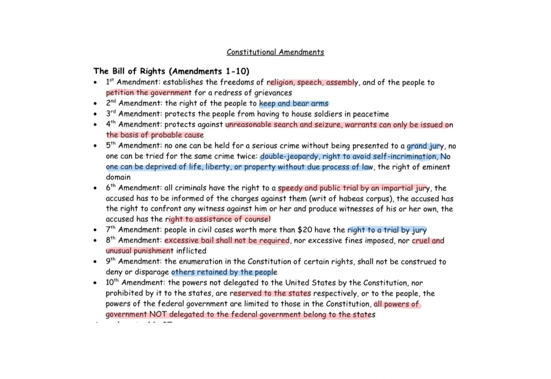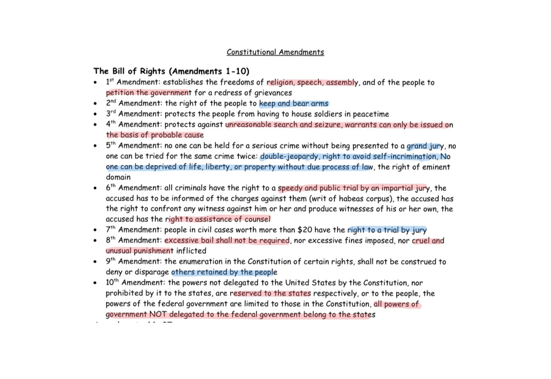Some of them have been absolutely crucial in the lives of Americans, others less relevant today than they once were. So, for example, there is a lot more focus and debate on the Second Amendment than there is the Third, and we'll talk about the reasons for that in just a moment.